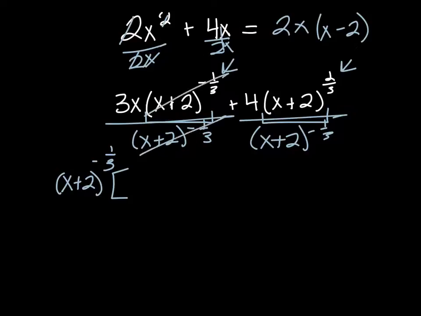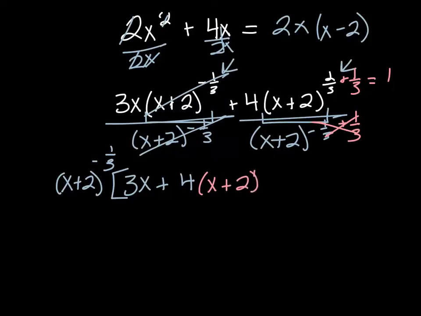Well, these would cancel and I'm left with 3x in the first term plus 4. Now, if I want to move this up, I'm going to add 1/3 so they cancel there and add 1/3. And when I do that, I get 3/3, which is 1. So I get x plus 2 to the first power.